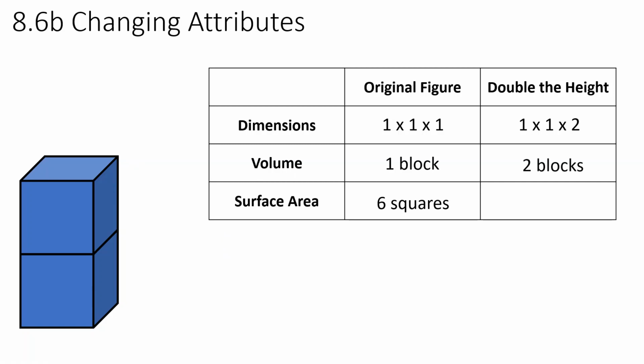The surface area was 6 squares. I currently see 1, 2, 3, 4, 5 that I can see. There's also 5 that I can't see. That's a total of 10 squares. We'll talk more about this when we dive into the real lesson on this, but this is 8.6b, changing attributes. There's a video you can check out to study this further. All right.